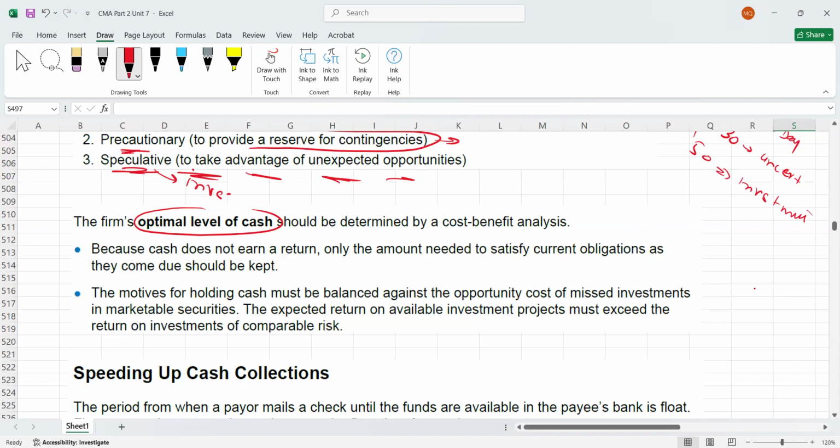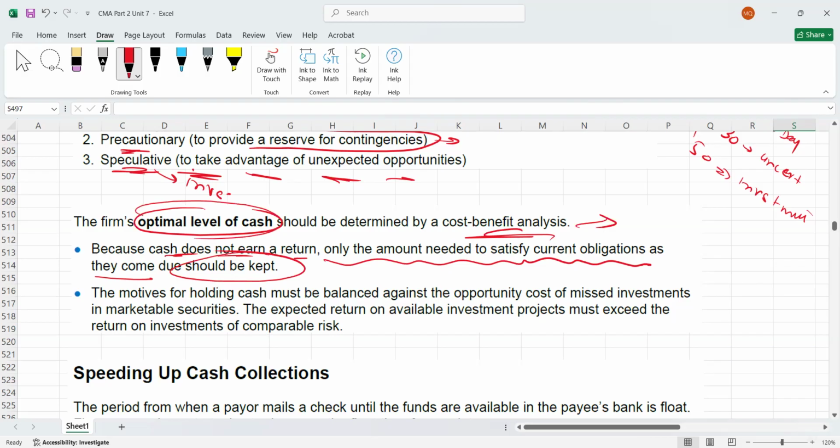Okay. So again, you need to know the cost and benefit analysis. Cost and benefit means, if you keep excessive cash, you will incur an opportunity cost by not investing, because you are losing the opportunity to make profit. But if you keep lower cash, maybe you will be stuck in settling your liabilities or day-to-day transactions. So that is why we need to do the cost and benefit analysis. Because hard cash does not earn a return, right? Only the amount needed to satisfy current obligations as they come due should be kept, as I told you. So in general, we need to create the balance.